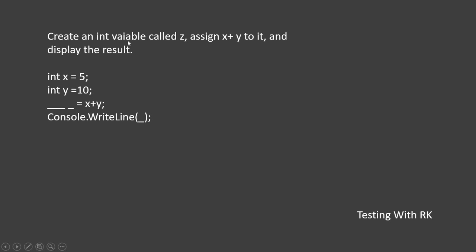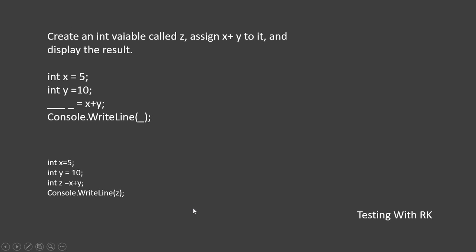Next question. Create an int variable called z, assign x plus y to it, and display the result. Basically you have to fill in the blank here. Pause the video, write your answer, and when you're ready, play it again. So the answer is int x = 5, int y = 10, int z = x + y, which is 5 plus 10, and then we want to display the result, basically that value in here.